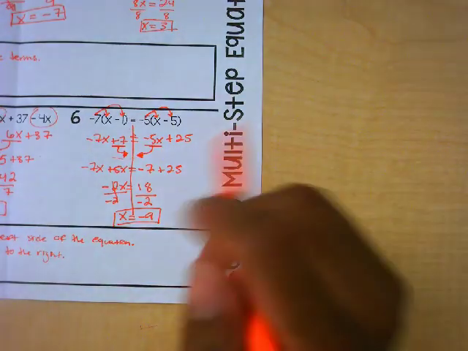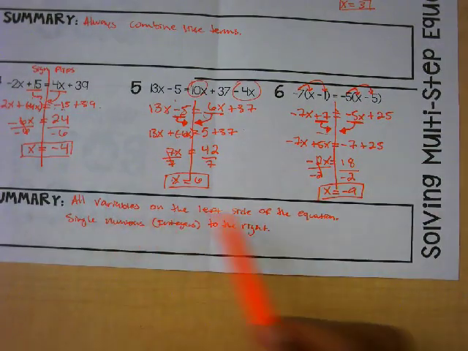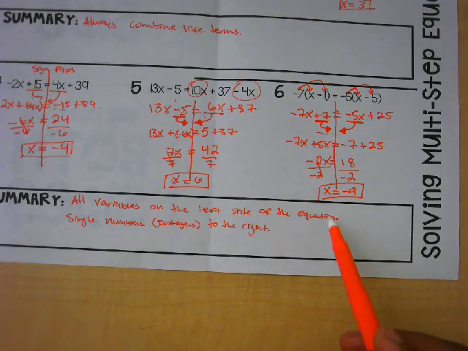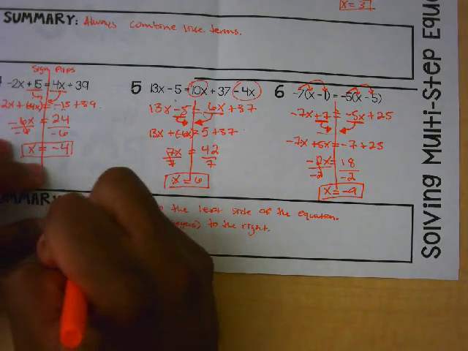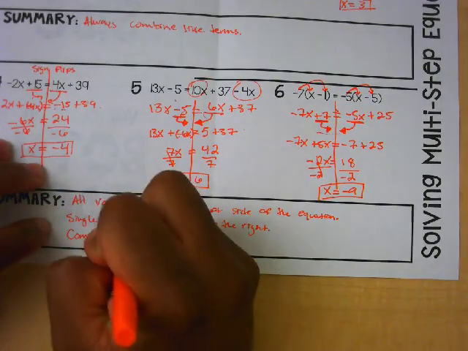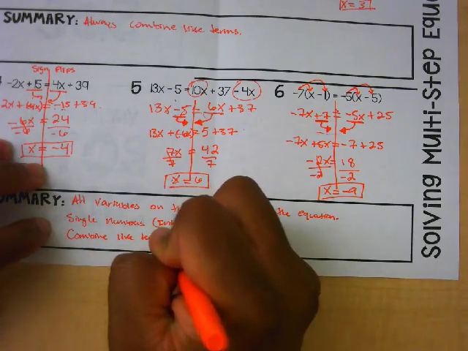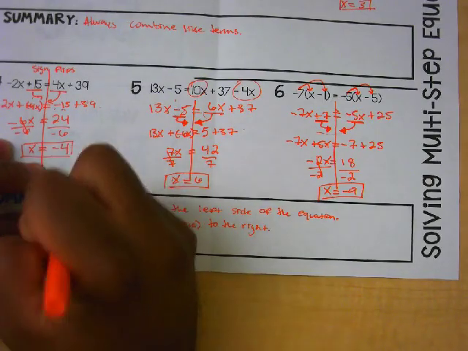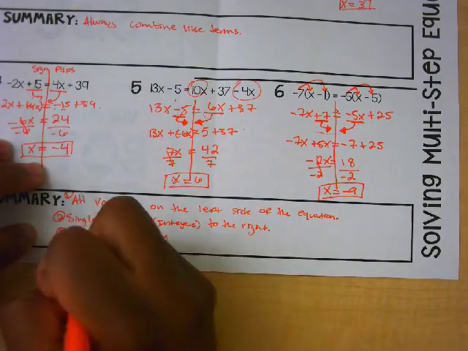So to recap, we want all of the variables, or the x's. Usually it's an x, but any variable, all of the variables on the left side of that equation. We want all of the single numbers, or the integers, to the right side of that equation, and then we combine like terms. So 1, 2, 3, and then the fourth step is to divide.